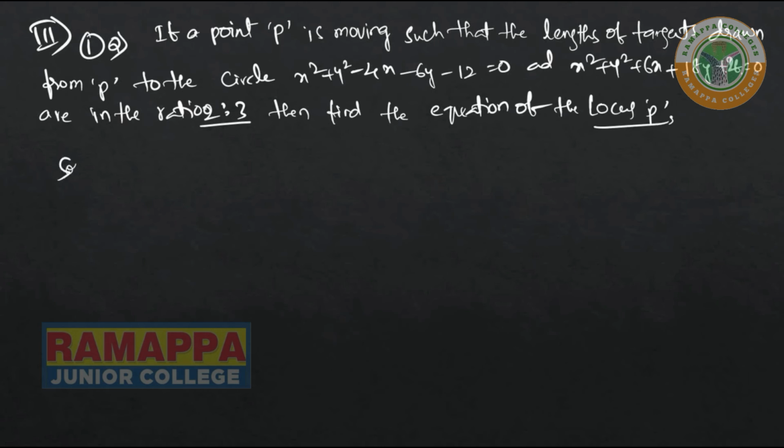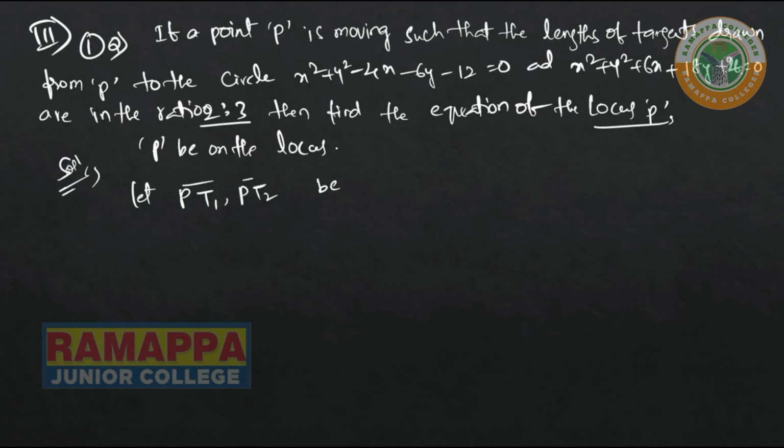So here is the solution. Let P be a point on the locus. Let PT1 and PT2 be the lengths of the tangents from P to the circles.